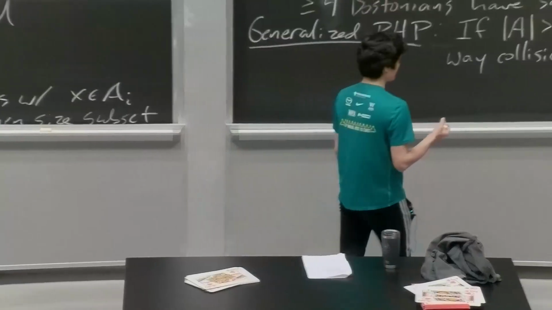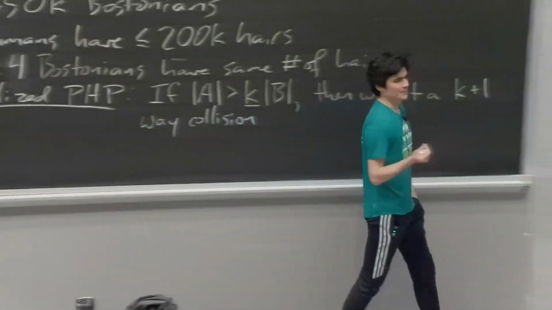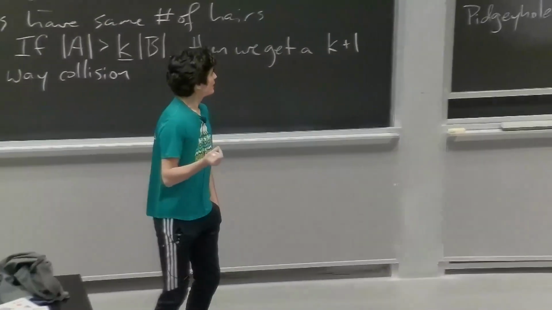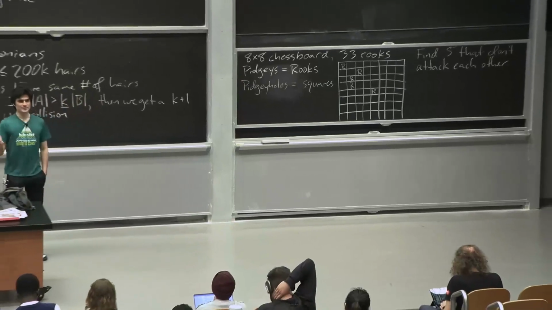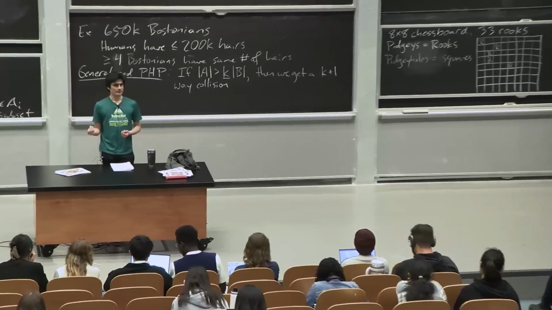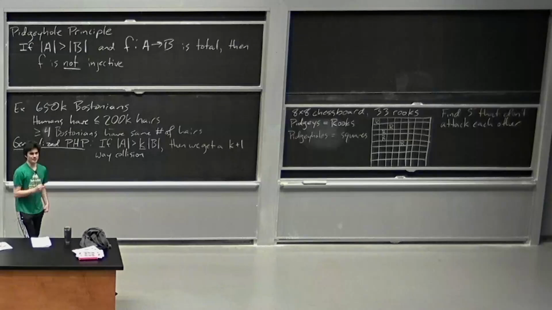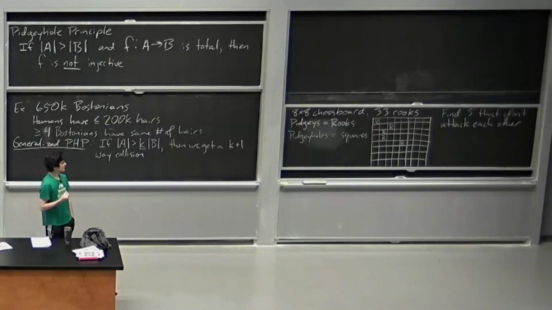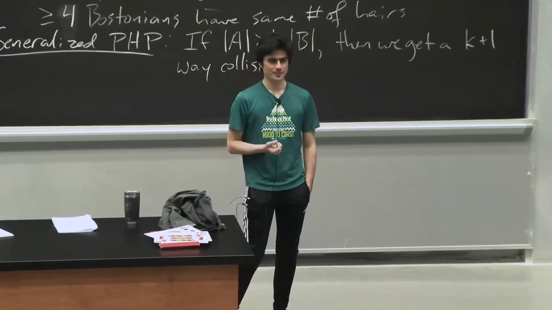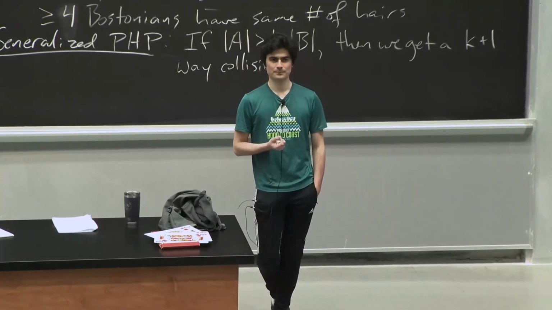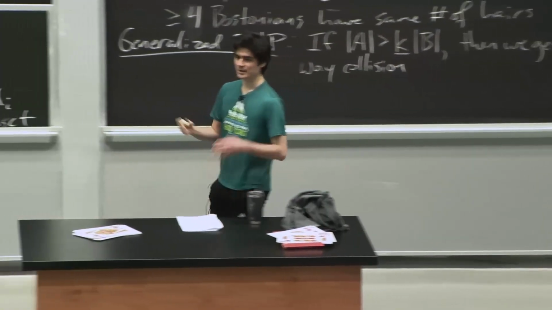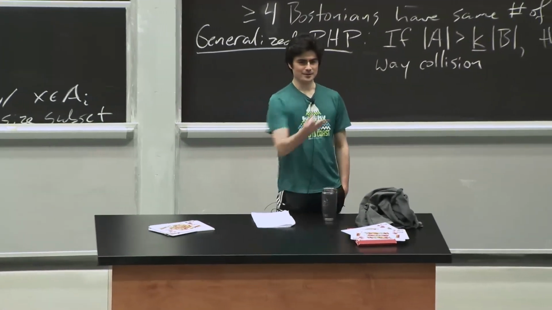Okay, so what we really want is a 5-way collision, right? So we want to ensure that we have more than 4 times as many rooks as pigeonholes. Okay, so is there a way that we can modify your solution to make fewer things where a collision is still good for us? So can we subdivide our squares so that we have, yeah?